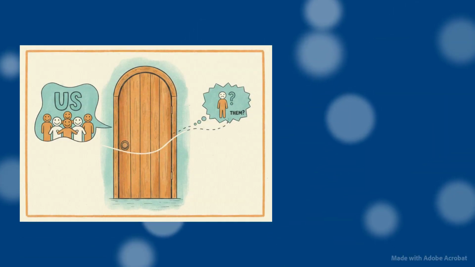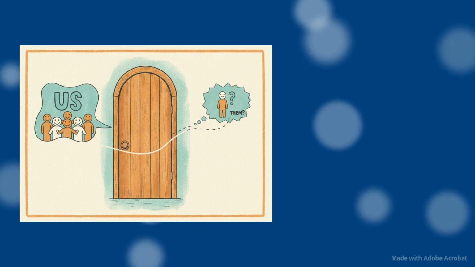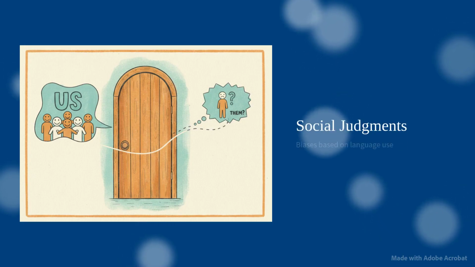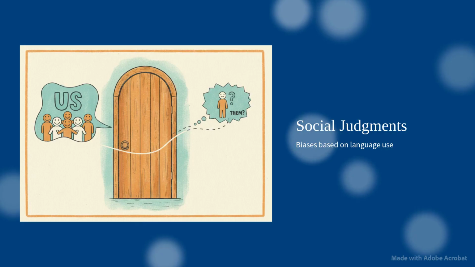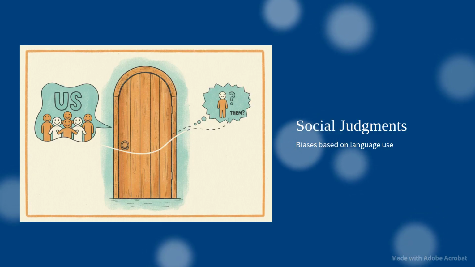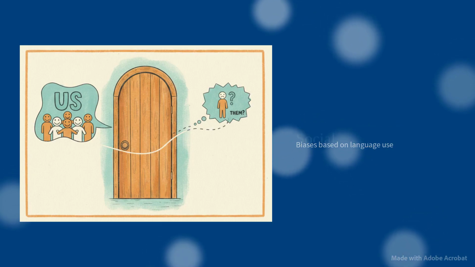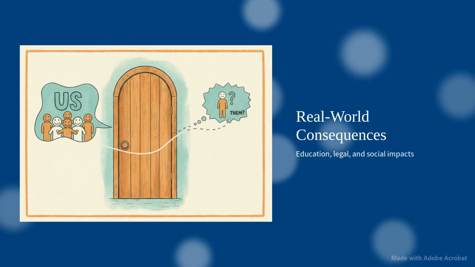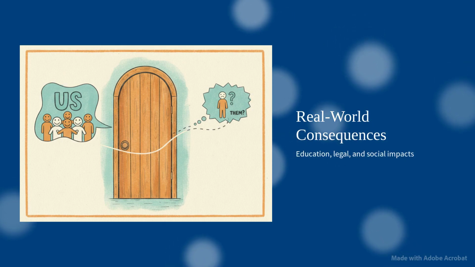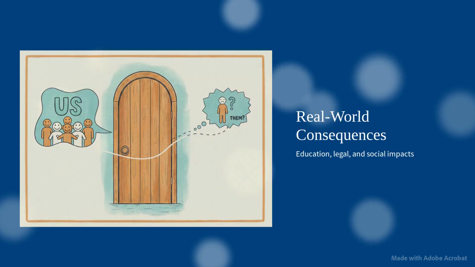Now, let's see how linguistic bias can shape people's lives in profound ways. Social judgments about language use can lead to biases and discrimination against speakers of non-standard varieties. These biases have real-world consequences, affecting education, legal decisions, and social inclusion.